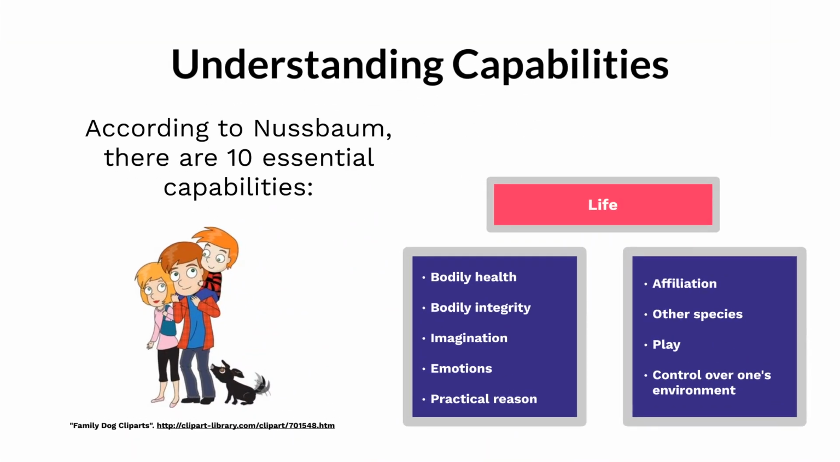Now, understanding capabilities. According to Nussbaum, there are 10 essential capabilities: bodily health, bodily integrity, imagination, emotions, practical reason, affiliation, other species, play, and control over one's environment. Let me elaborate on some of the key points in my opinion.